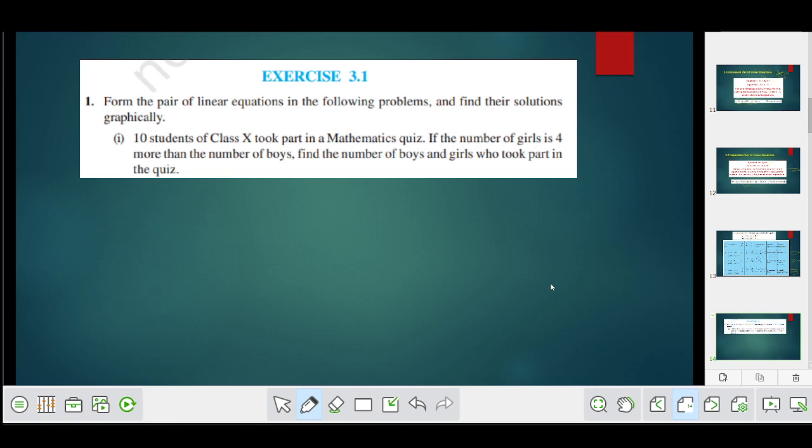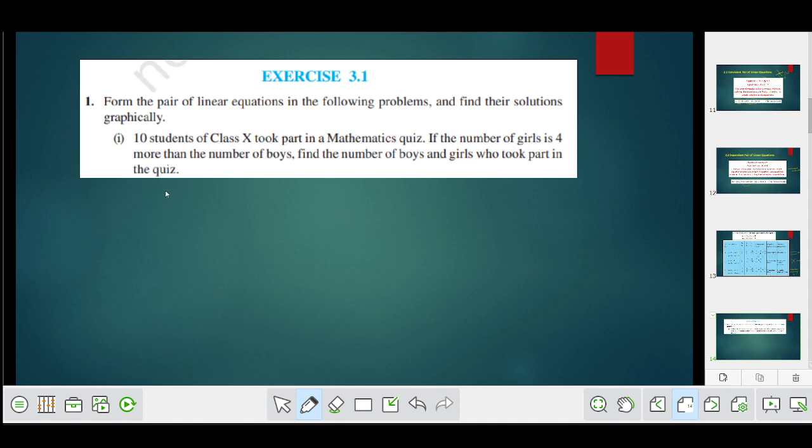Now, question 1. From the pair of linear equations in the following problem, find their solution graphically. 10 students of class 10th took part in a mathematics quiz. If the number of girls is 4 more than the number of boys, find the number of boys and girls who took part in the quiz. So, what will be the solution?